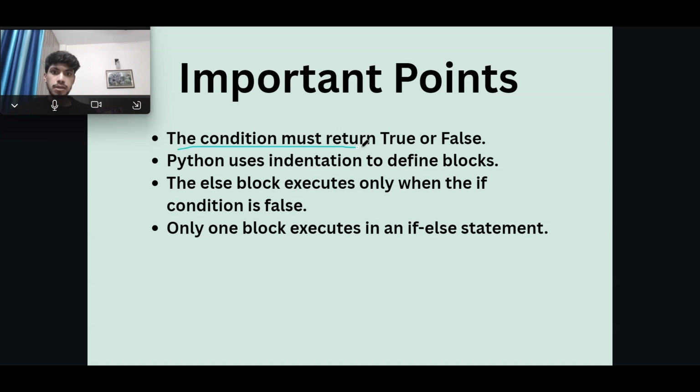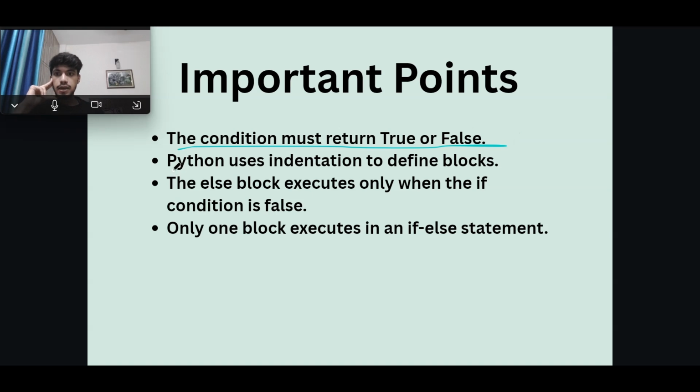The condition must return true or false. What is quite obvious is that we are printing on the basis of the condition. If the condition is true, one thing will print, and if false, the other thing will print. So it is all the game of only true and false. If true, then this, or else false.